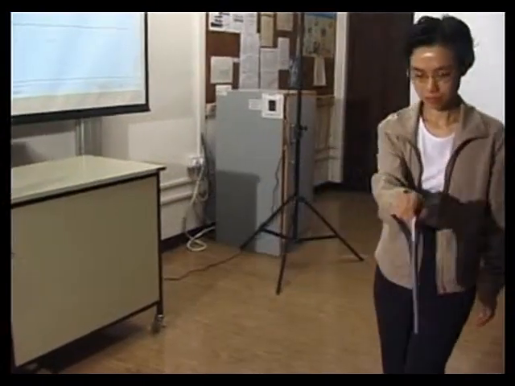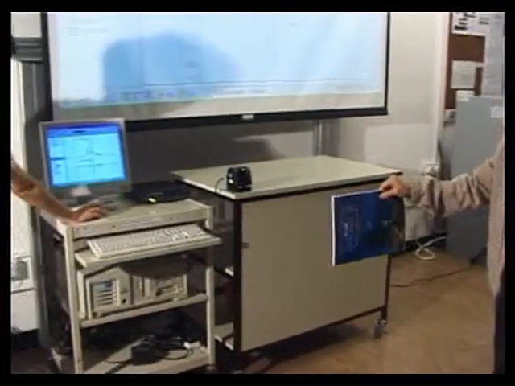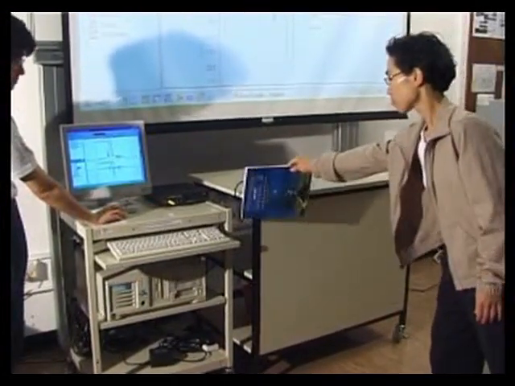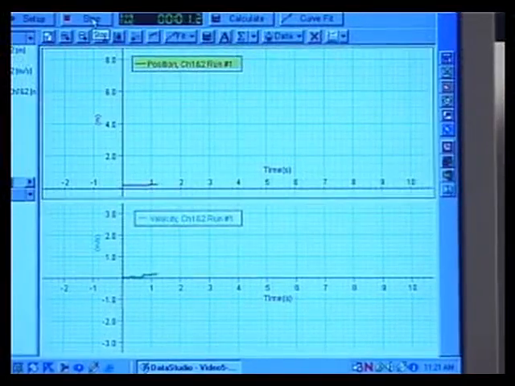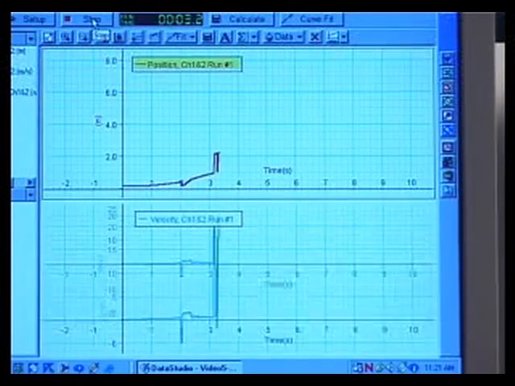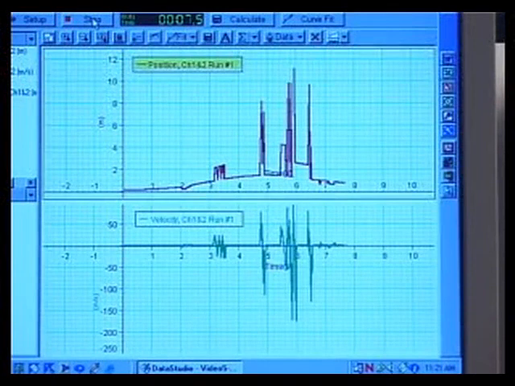Let's repeat the experiment by studying the motion of a card held in a hand, moving away from the motion sensor at different speeds. It's easier to control the speed in this way. What do the ST and VT graphs tell us about the motion?